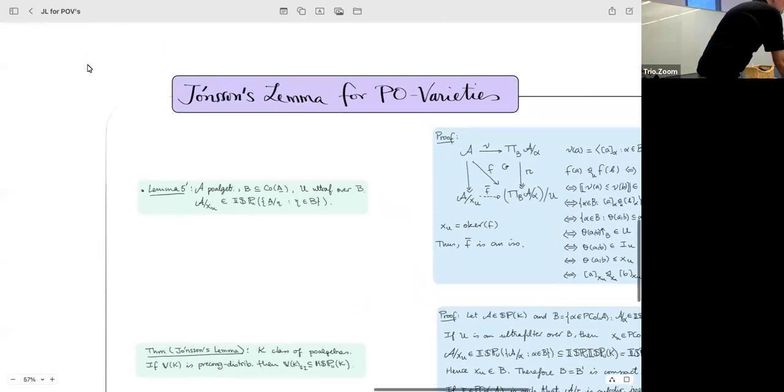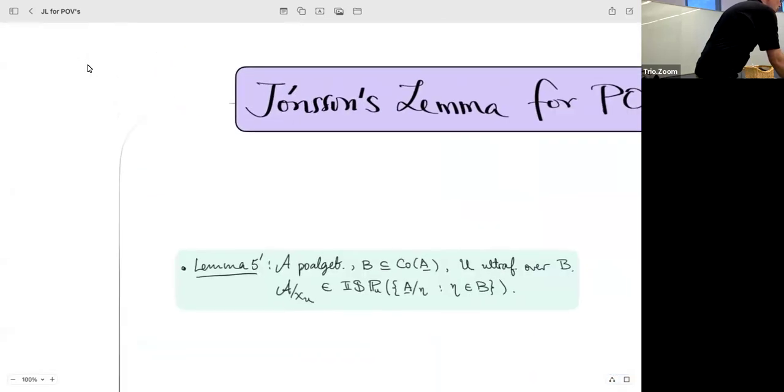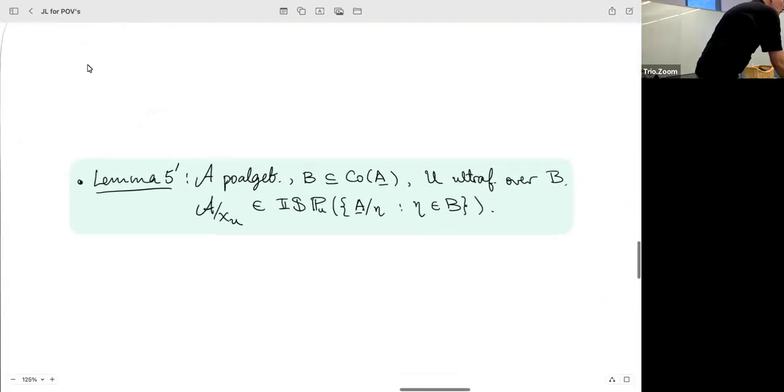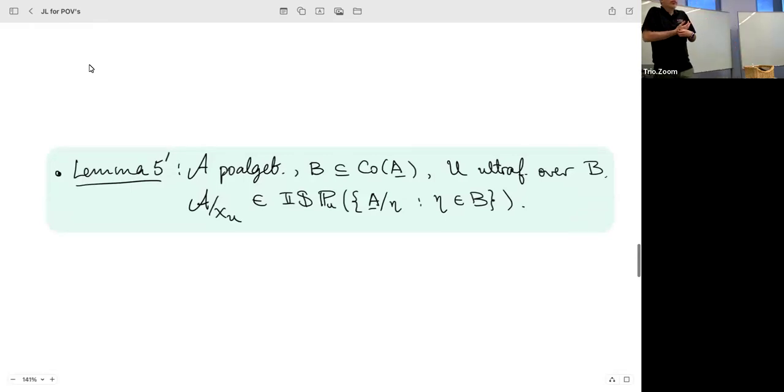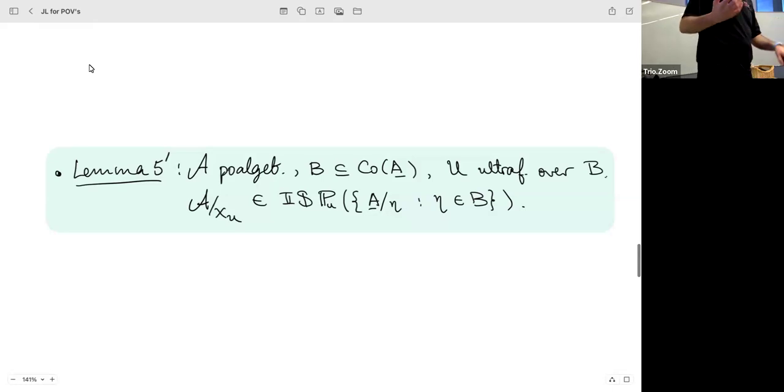So how does the Jónsson lemma for partially ordered varieties work? Well, we have pretty much all the work done, and all we have to do is follow Baldwin's proof, and everything is going to work because Picado already proved that all the things for universal algebra are ready to be used for these partially ordered algebras.